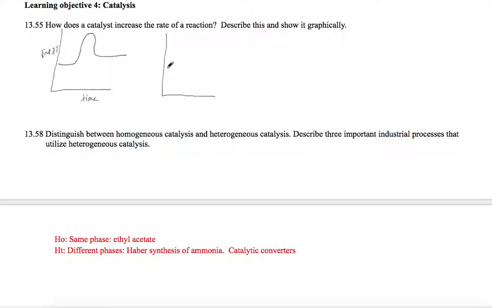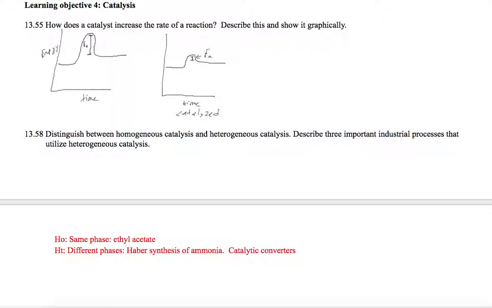where we have something like that. Here's time again. Energy. This is going to be the catalyzed reaction because it decreases the activation energy. So here's the activation energy here. And here's the activation energy here. All right, so that's how catalysts work.